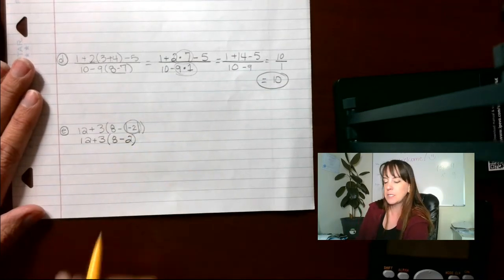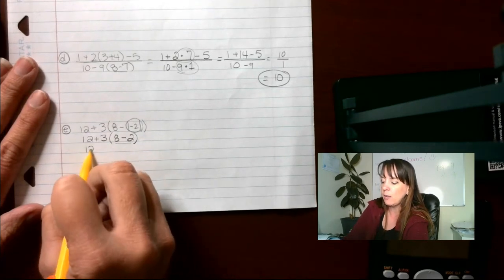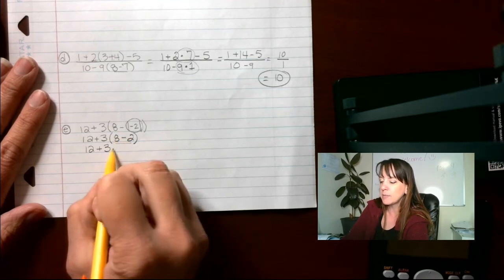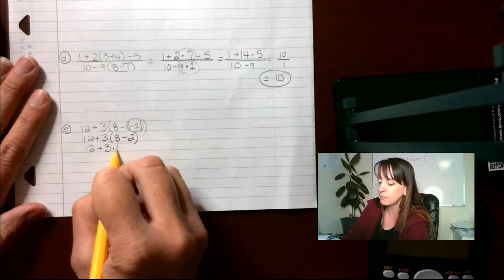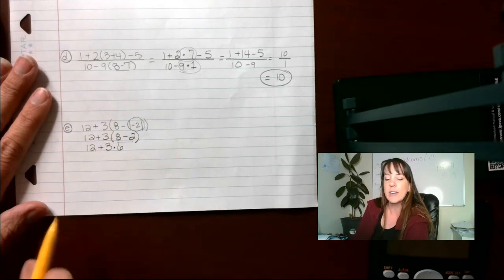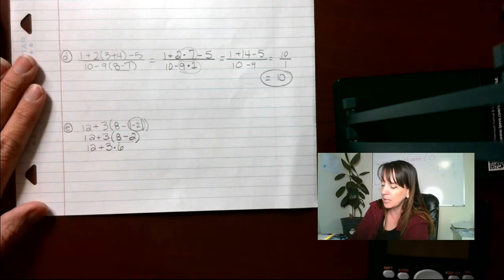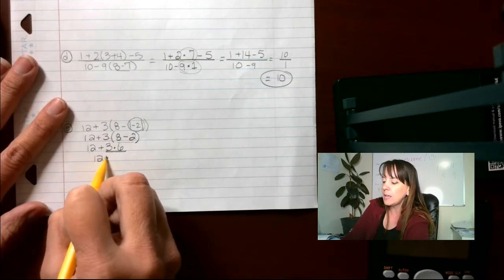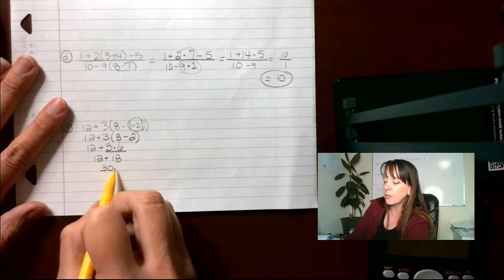Okay, our next step is to do our parentheses, this thing right here. So we get 12 plus 3, 8 minus 2 gives me 6, and again, there's no symbol shown between those, so it's multiplication. Our next step is not to do 12 plus 3 is 15, absolutely not. No, we always do our multiplication first. So 12 plus 18. When we get that, we end up with 30.